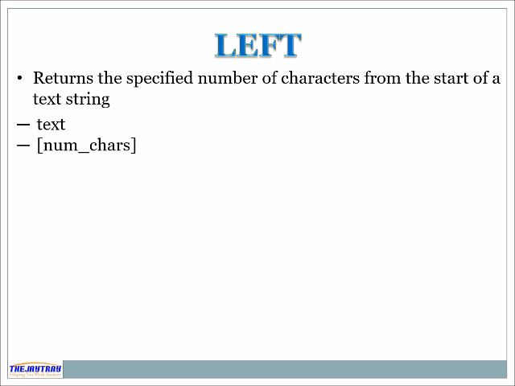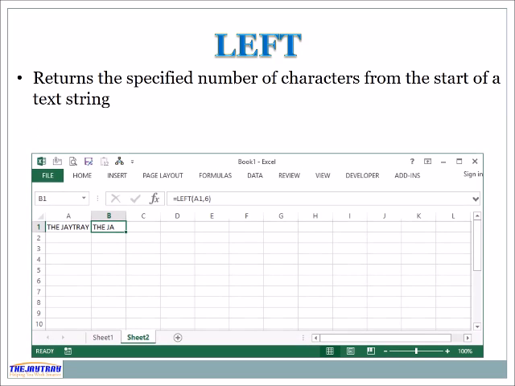And the first part of that is using the LEFT formula. The LEFT formula returns a specified number of characters from the start of a text string, and its two parameters are text and number of characters. So in cell A1 here, I've typed in "the J tray". And then in B1, I'm doing a formula equals LEFT(A1, 6). A1 is my text string, and my number of characters is 6. So that gives me "the J".